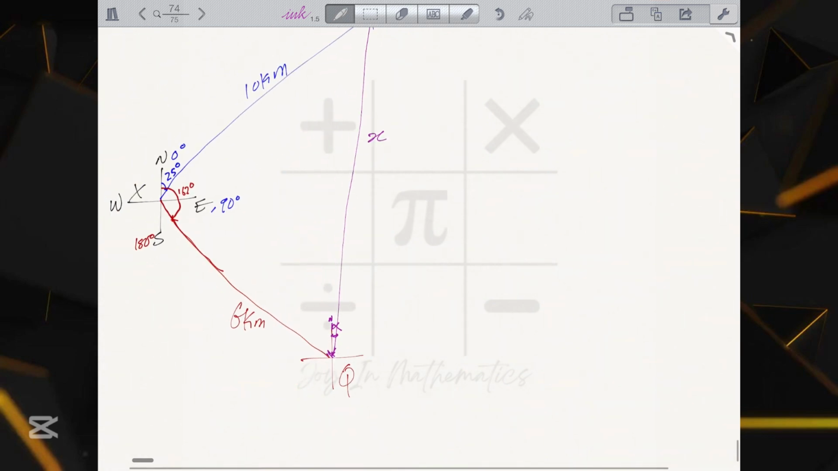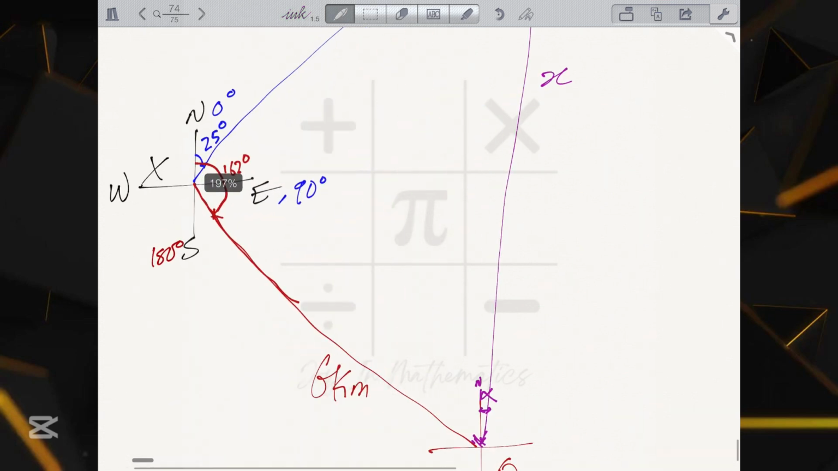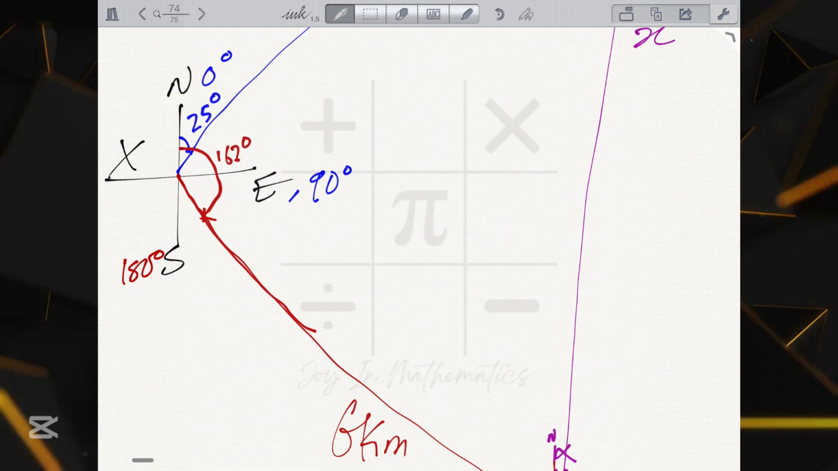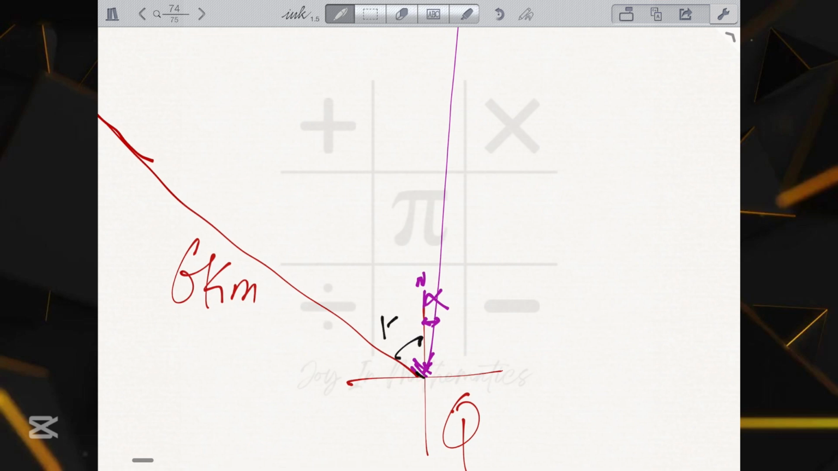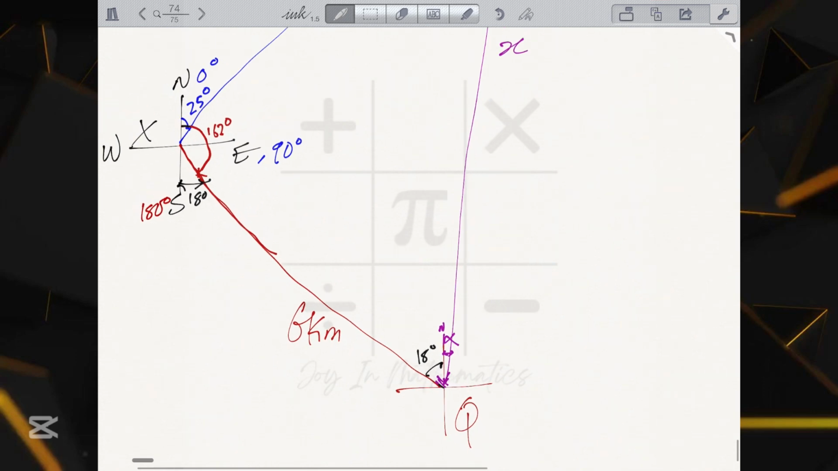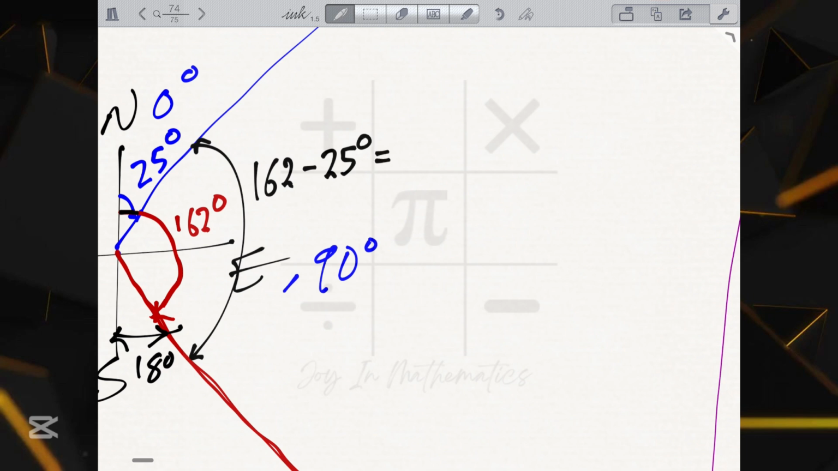So let's solve this together now. Looking closely at the diagram, we have 162 degrees here, starting from this point. The remaining angle in this case is 18 degrees. 18 degrees is similar to this angle. And the angle here will be 180 degrees minus 162 degrees, or let's say 162 degrees minus 25 degrees, which is equal to 137 degrees.